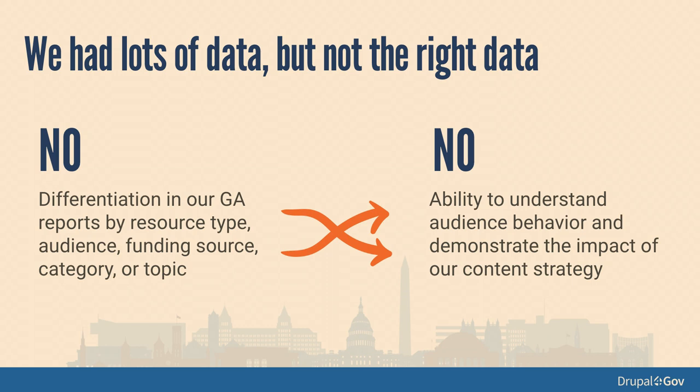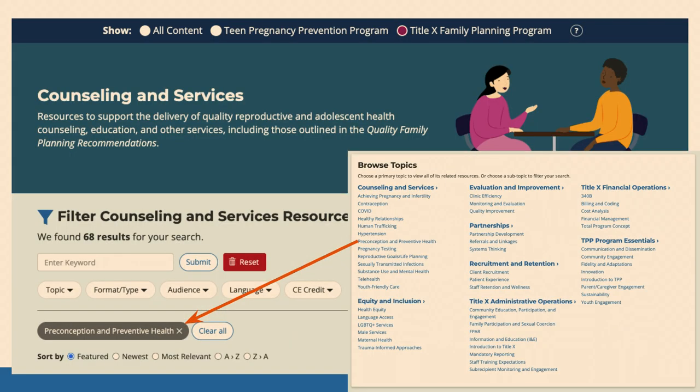So we did not really have an ability to really understand the audience behavior aligned with our content strategy and demonstrate that impact. So just for an example, there's this quick screenshot of our website. These are just some of the training categories at the top, and then financial operations, and then there's training topics within. So when you go to choose one of those pages, you end up on a filtered page where you can drill down. So that's just showing the taxonomy on the front end.